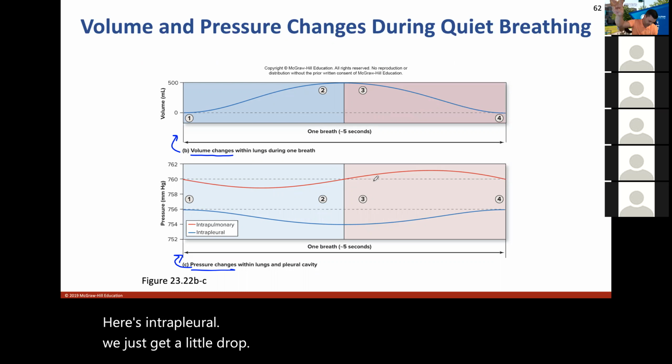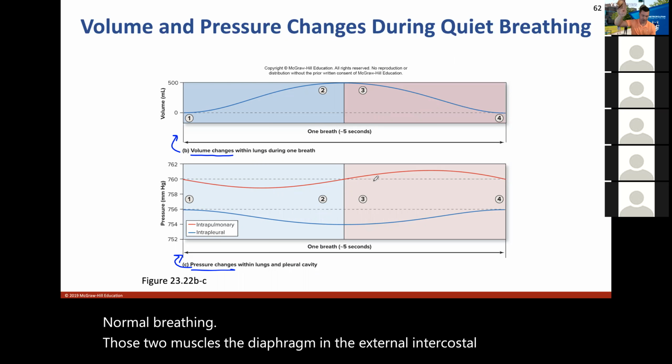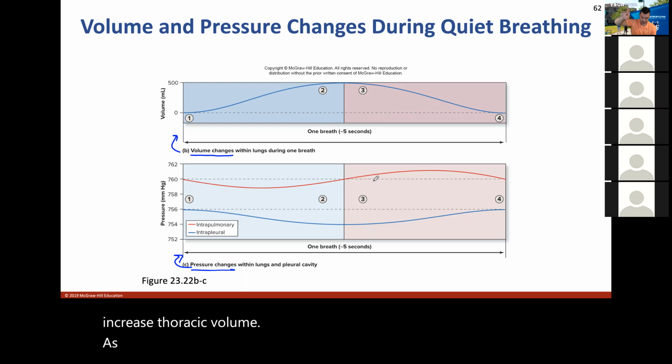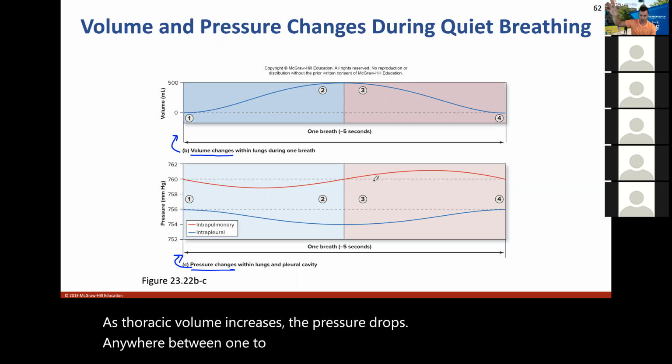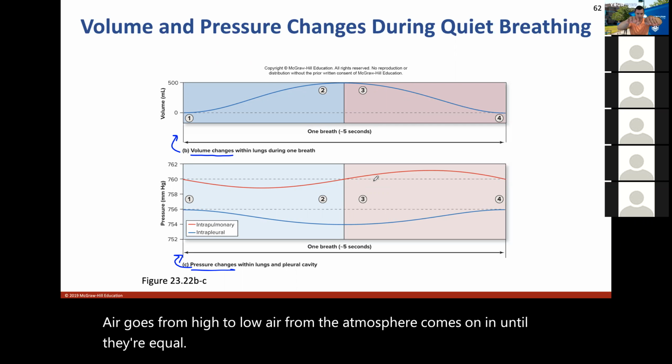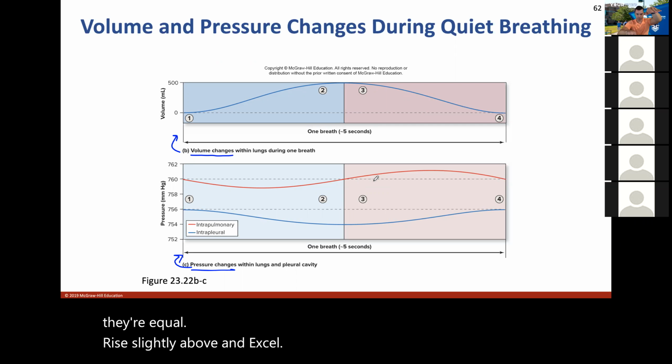Two muscles, normal breathing. Those two muscles, the diaphragm and the external intercostals, help to increase thoracic volume. As thoracic volume increases, the pressure drops anywhere between 1 to 4 millimeters of mercury. Air goes from high to low. Air from the atmosphere comes on in until they're equal. Pressure rises slightly above and we exhale. All of it based on Boyle's law.